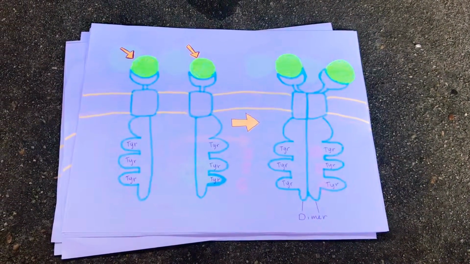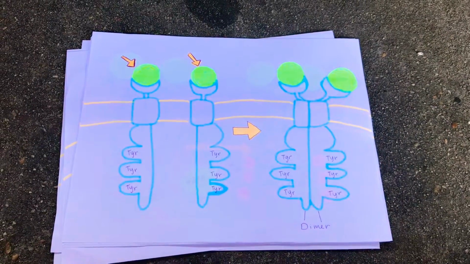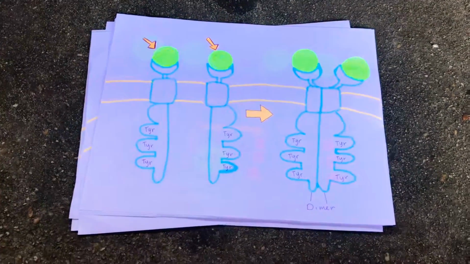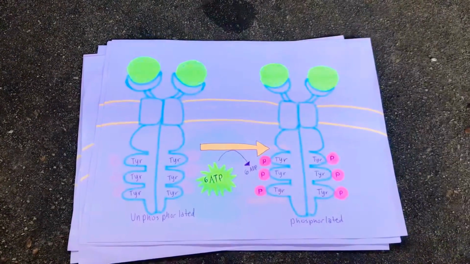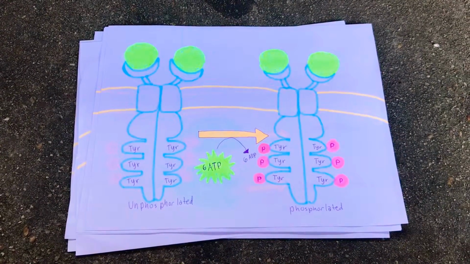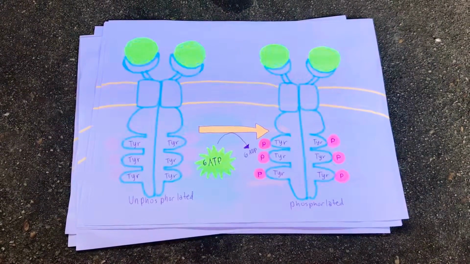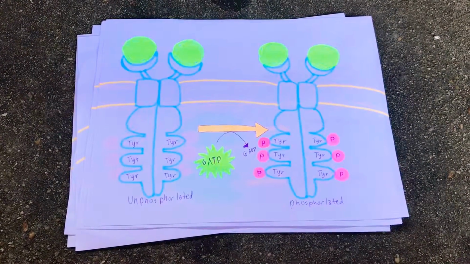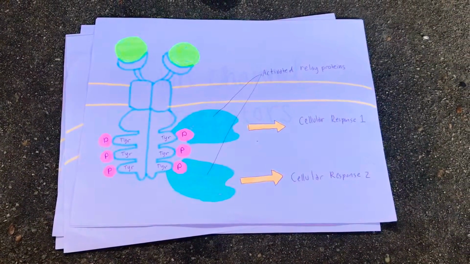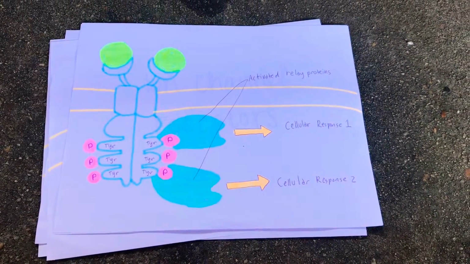Though a dimer is formed, the complex is not fully activated yet. ATP must come and phosphorylate each tyrosine molecule for the complex to be fully activated. Once all of the tyrosines are phosphorylated, they change their shape. The change in shape allows inactive relay proteins to bind to specific tyrosines. The attached relay molecules are then activated and begin the transduction process that eventually results in a cellular response.